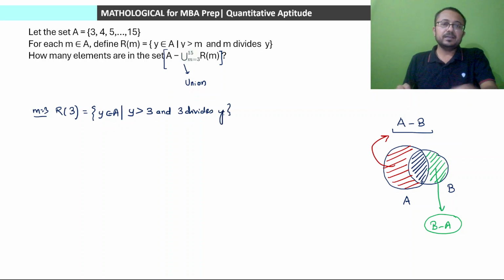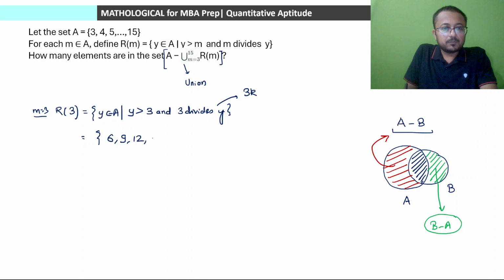3 divides y. So how many such elements will be there in our set A which are greater than 3 as well as 3 is dividing that element? यानी कि 3 के मल्टीपल होंगे. This implies that they are multiple of 3 and shouldn't be equal to 3 because y has to be greater than 3. So such elements will be 6, 9, 12 and 15. 4 such elements will be there.